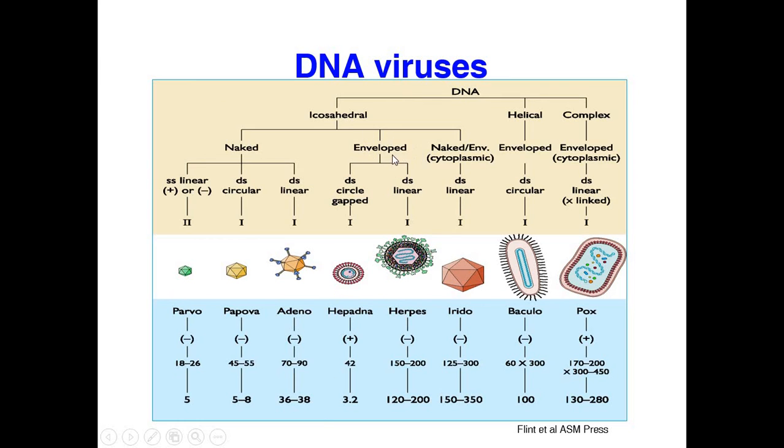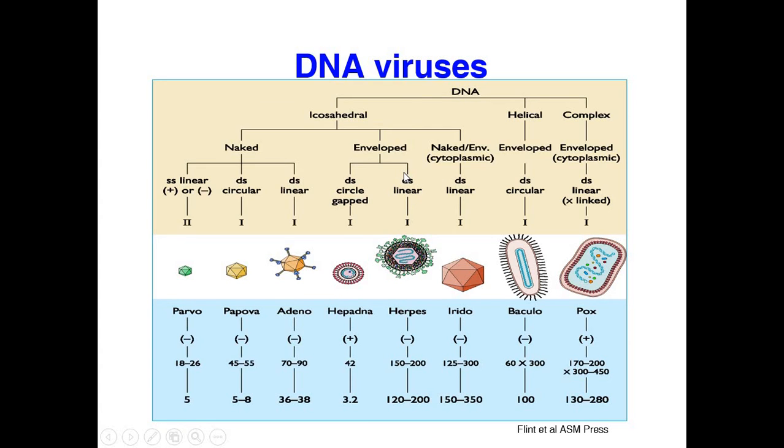Other group is enveloped viruses, which is further divided into 2 groups, like double-stranded circular gapped viruses, which is present in group 1, and example is hepadnavirus, also having polymerase enzyme. The size of this virus is 42 nanometer in diameter, and the genome size is 3.2 kilobase pair.